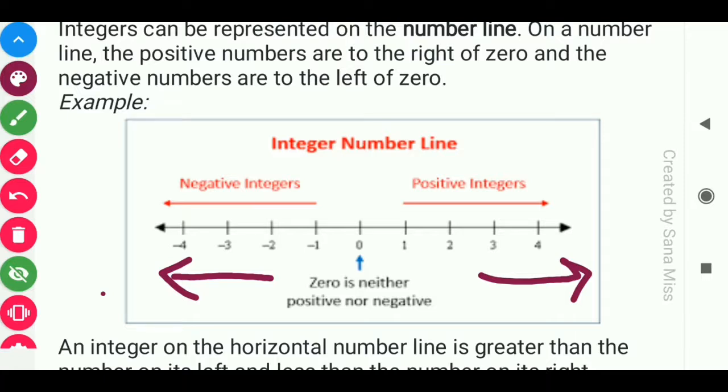So integers can be easily presented here, and the basic arithmetic operations which we are having, addition, subtraction, multiplication, can be also easily understood by the number line. And one important thing, we know that 0 is neither positive nor negative. So number line is the best way to represent integers.